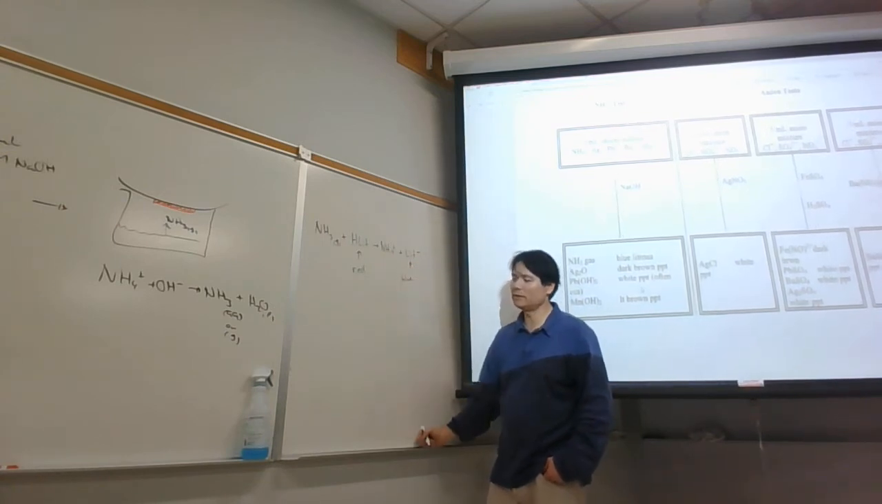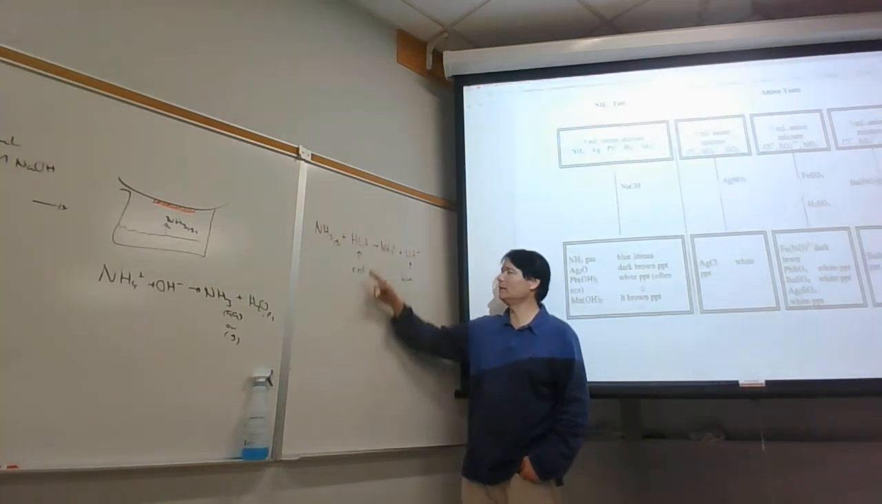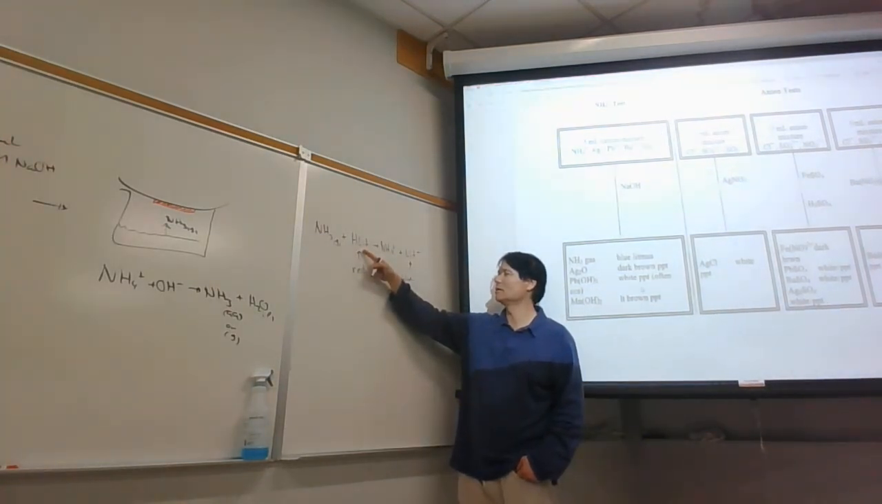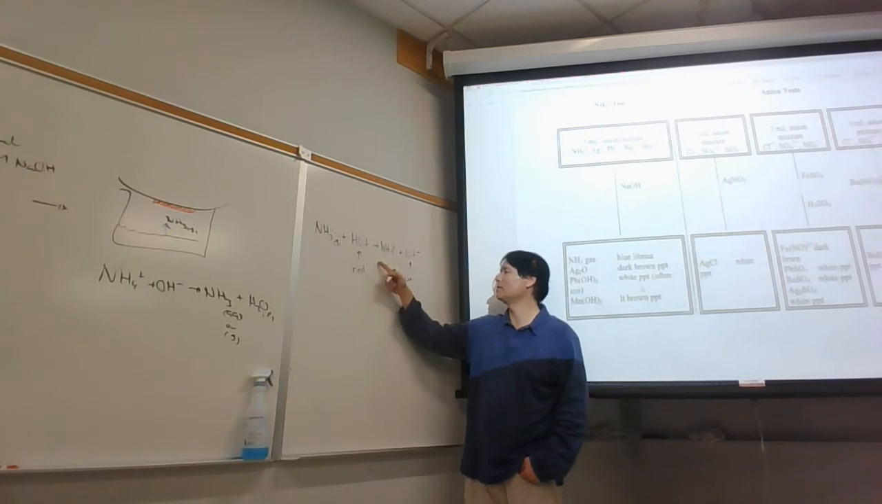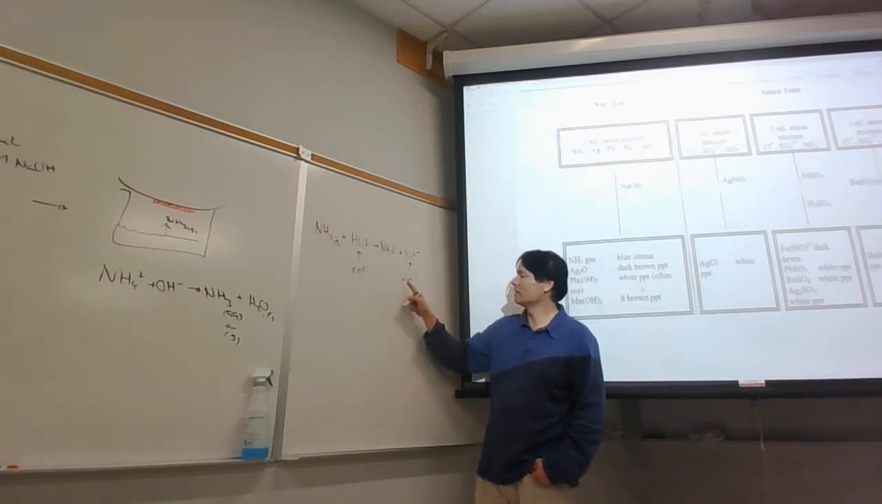So this is like phenolphthalein. Phenolphthalein in acid is colorless, and in base, when you add the base to it, it turns pink. Well, red litmus is red in acid, and when it goes basic, it turns blue.